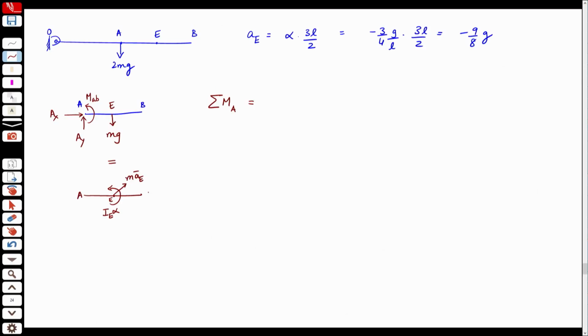This is A, this is B. E is the COM of this rod. So, I have sigma M_A equal to I_E alpha, from the plus R of E, R of E relative to A, cross m a_E.